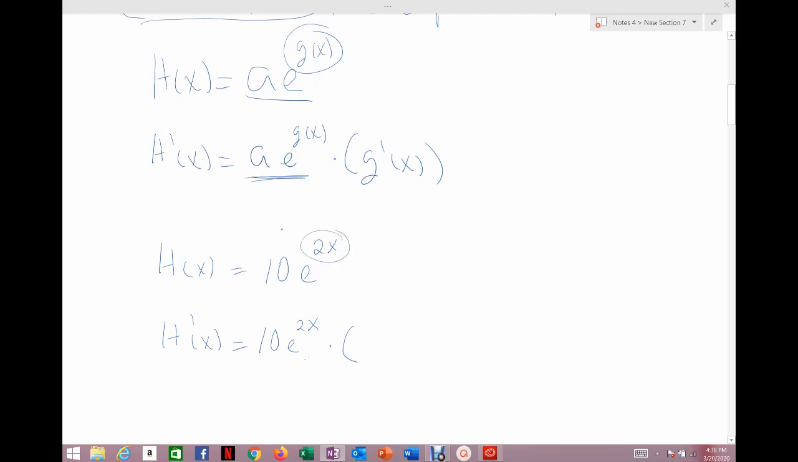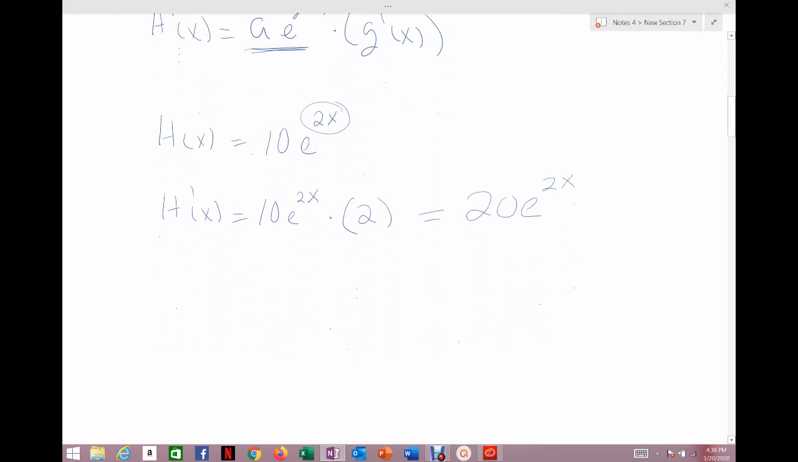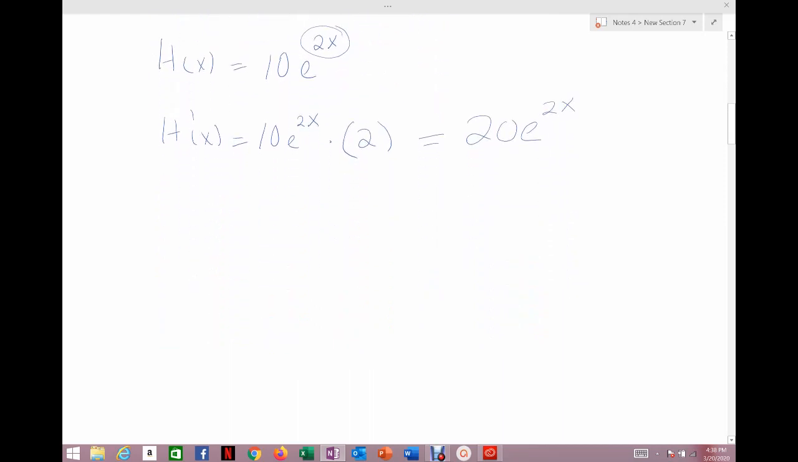So I've got to take the derivative of 2x and multiply by it. Well, the derivative of 2x is just 2, and so it's going to just get multiplied by 2. So I get 10e to the 2x times 2. Simplify that. I can take my 2 times my 10 to get 20e to the 2x, and there's the derivative of that function. All right, so doing another example where maybe it's a little more complex.